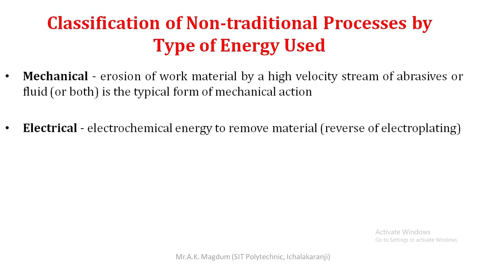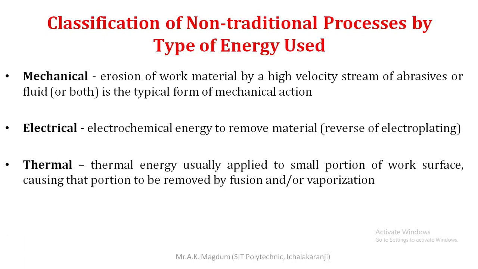Next one is the electrical. In electrical energy, there is electrochemical energy to remove the material. It is the reverse of electroplating. In electroplating, we improve the component or material thickness layer by layer. But in electrochemical machining, we are removing metal layer by layer from the workpiece. So that's why it is the reverse of electroplating.